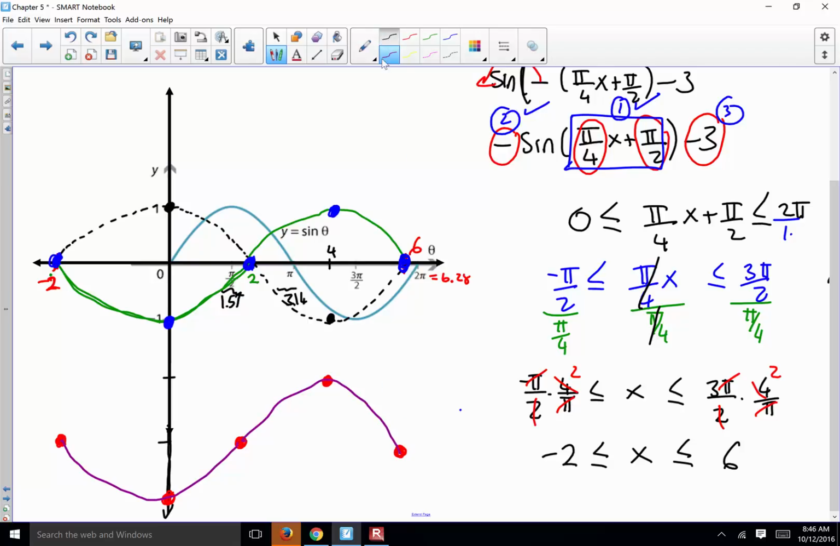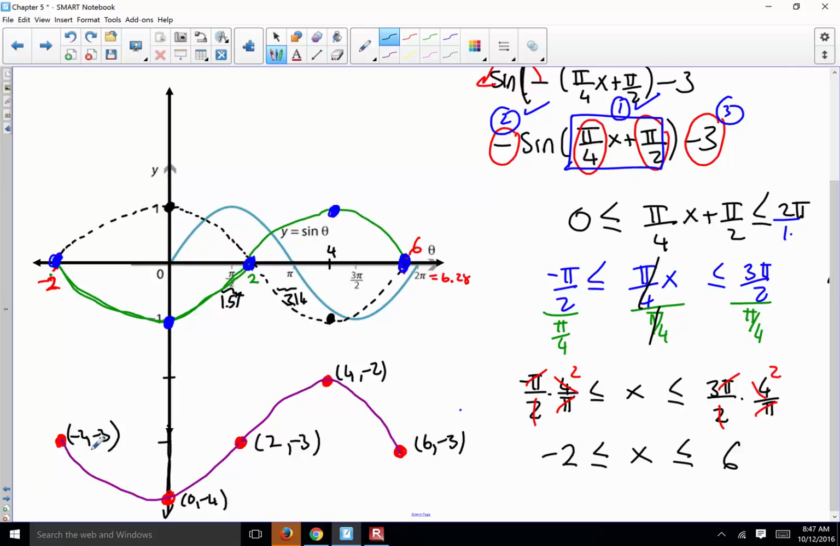And significant values again. This is 4, -2. This is 6, -3. This is -4. This is 2, -3. This is -2, -3. All done.